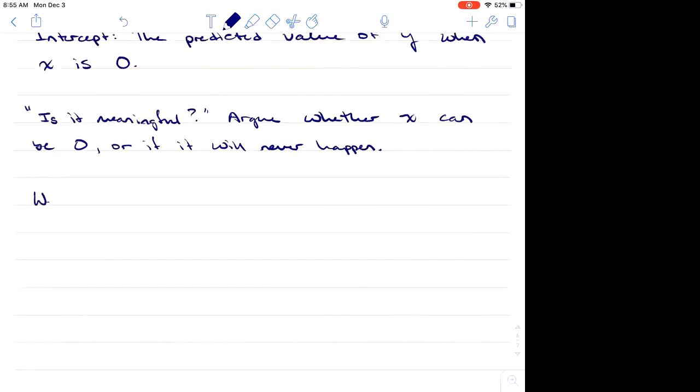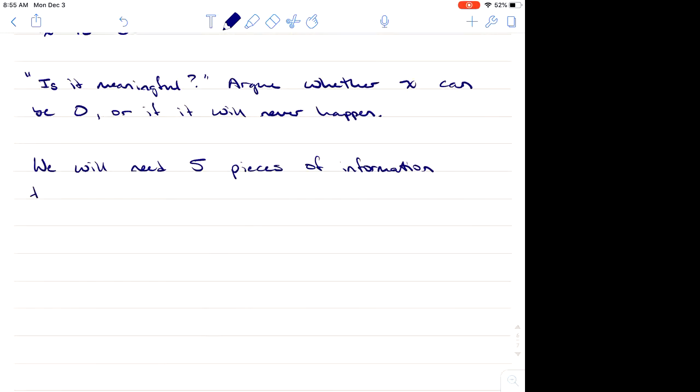So we will need 5 pieces of information to construct a least squares regression line, or to construct a regression equation. Sometimes I get lazy. Still a regression equation. And so you have to be flexible when you're reading these things because they all mean the same thing, right? Regression equation, linear model.